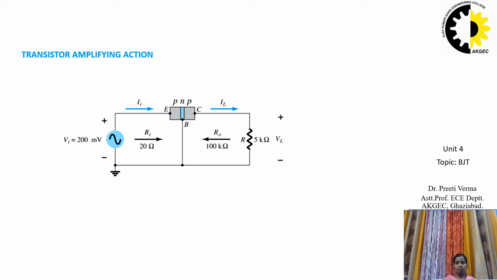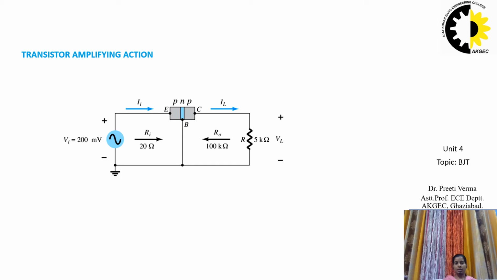The voltage amplification is V output upon V input. V output is the load voltage, V load, and the input voltage is V input. And V load we have found 50 volts, to the ratio of 200 millivolts. So the voltage gain will be 250. Typical values of the voltage amplification for the common base configuration vary from 50 to 300.